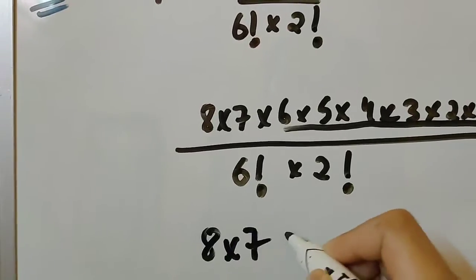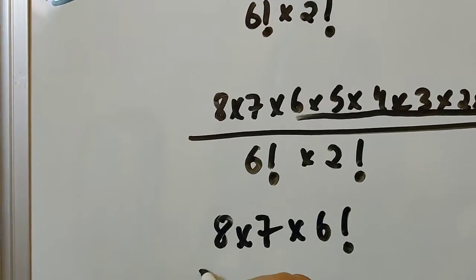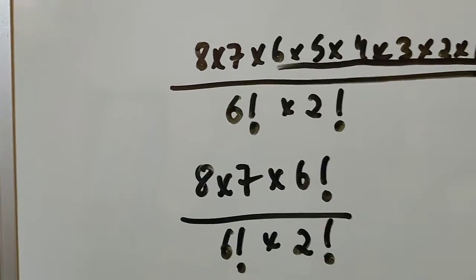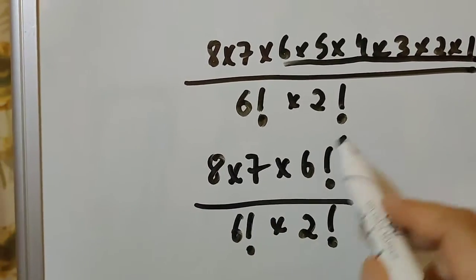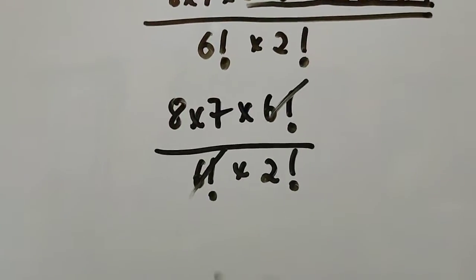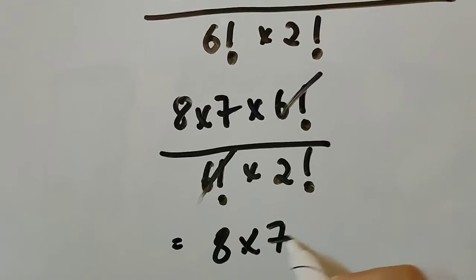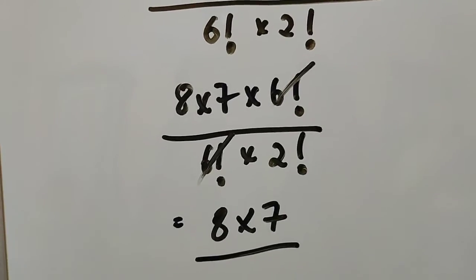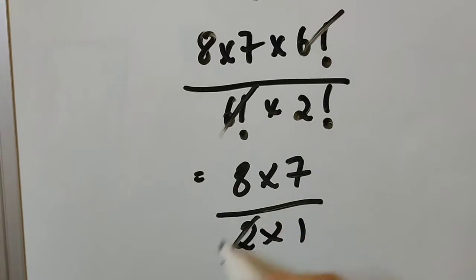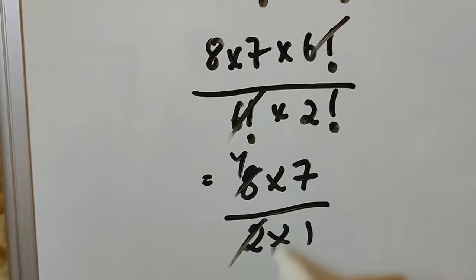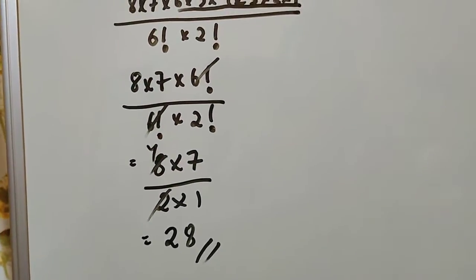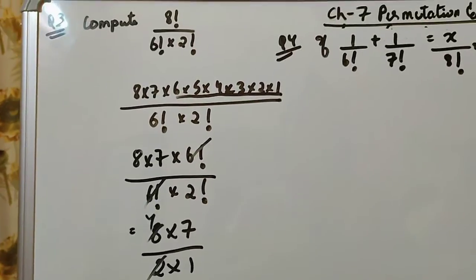So 8 into 7 into 6 factorial divided by 6 factorial into 2 factorial. Now 6 factorial and 6 factorial can be reduced like this. Now next is 8 into 7, open the factorial, 2 into 1. Now I can reduce. 2 1s are 2, 2 4s are 8, 4 7s are 28. Very easy. This is your answer. I hope this one is clear.